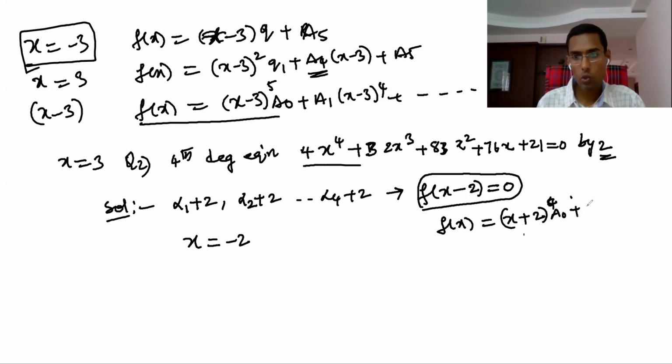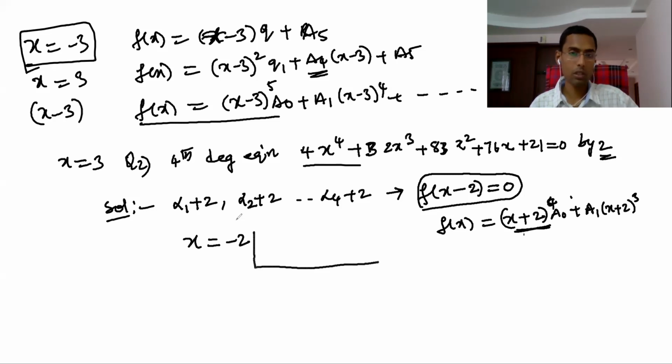plus a1 into x plus 2 whole power 3. You have to express in terms of x plus 2. To express in terms of x plus 2, you should take x equal to minus 2, and then you have to do the process, like before. Okay, hope you understand that one.